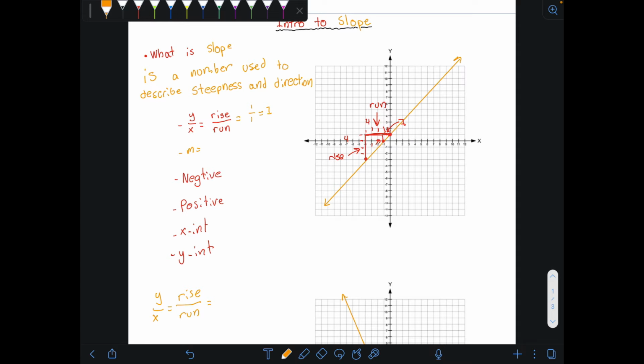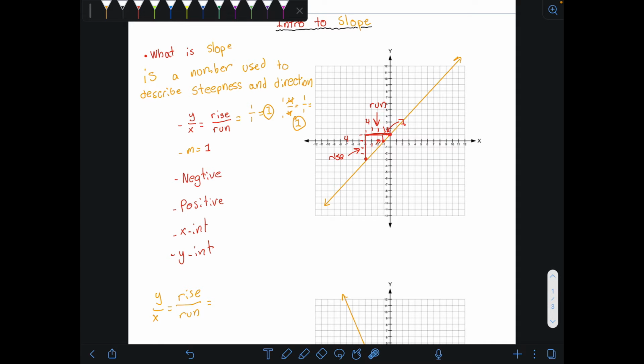Or, as we had in our second example, 4 over 4, that's equal to, because they cancel out, 1 over 1, which is also equal to 1. So they're both equal to 1, which means our slope is 1. That is all that slope is.